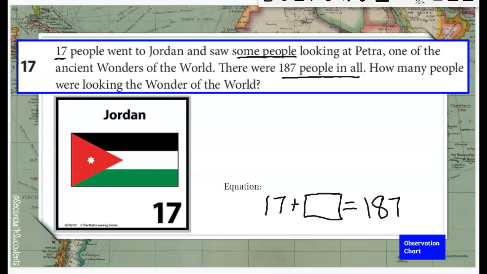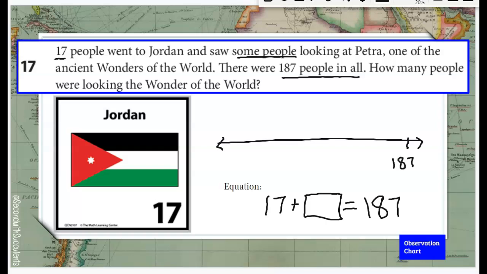Now, when I look at this problem, I know that I need to find the difference between 17 and 187. Well, I can do that by subtracting 17 from 187 to see what I have left. So that's what I'll do on my open number line. So I'll start over on the right side because I'm going to subtract.